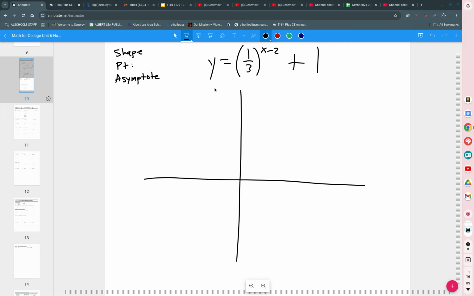All right. The parent function wants to look like this. Okay? And so the two transformations are it's going to move up 1 and it's going to move to the right 2. So if it moves up 1, then the asymptote also moves up 1. So the asymptote should be at 1. The coordinate is going to move up 1 and it moves right 2 units. So the coordinate should be 2, 2.